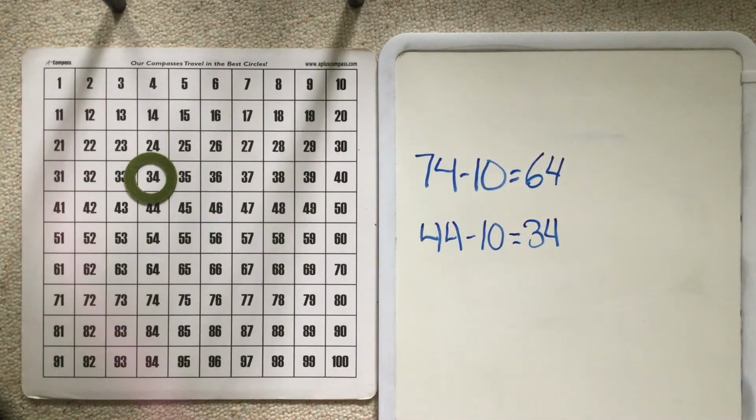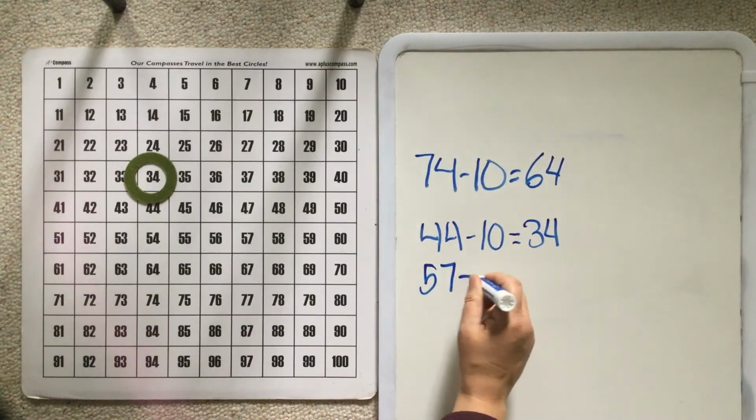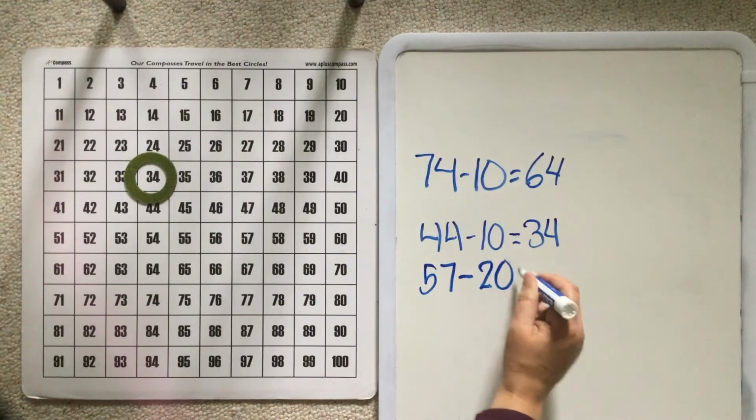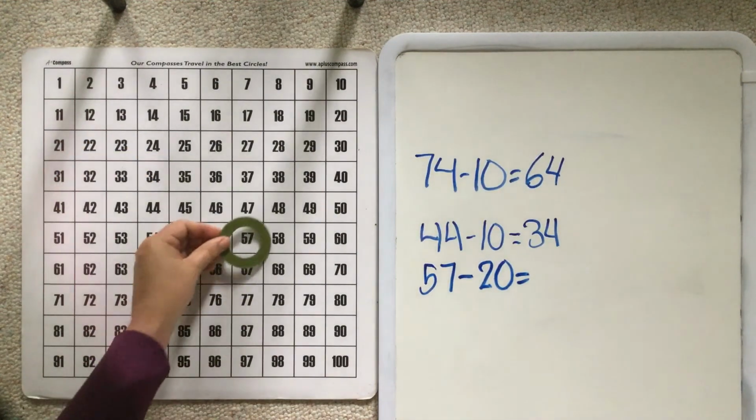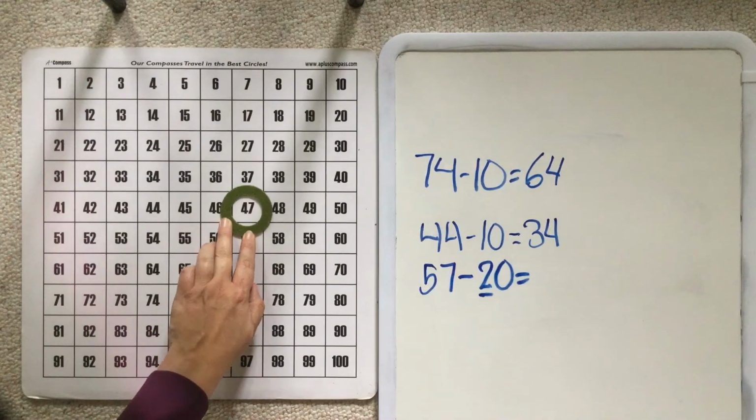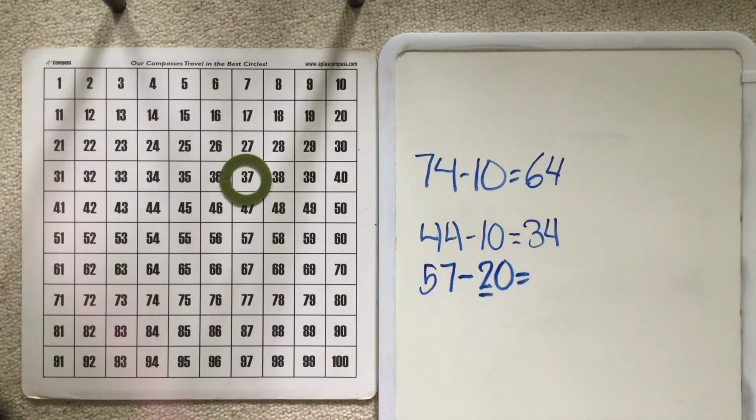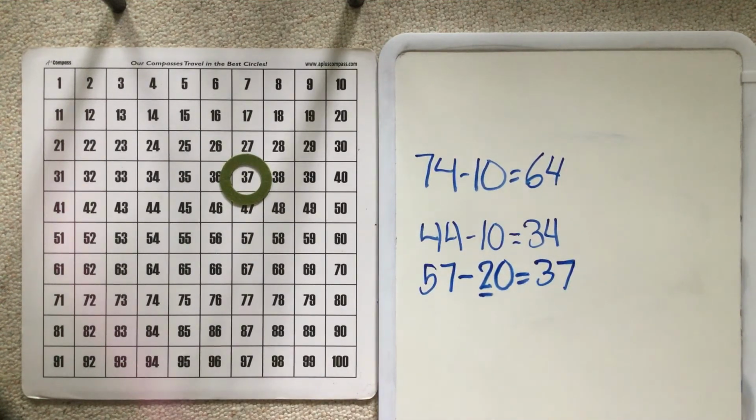And I could do this to count back 20. If I wanted to subtract 57 minus 20, I could find 57. And because the 20 has 2 tens, I'd move up 2 spaces on the hundreds chart. 10, 20. 57 minus 20 is 37.